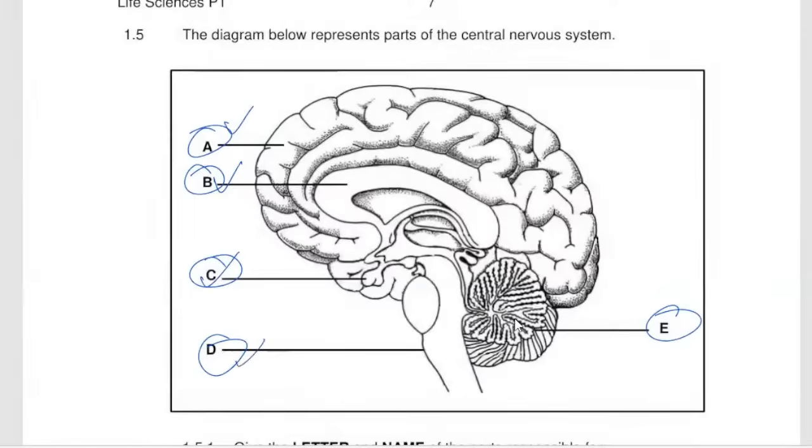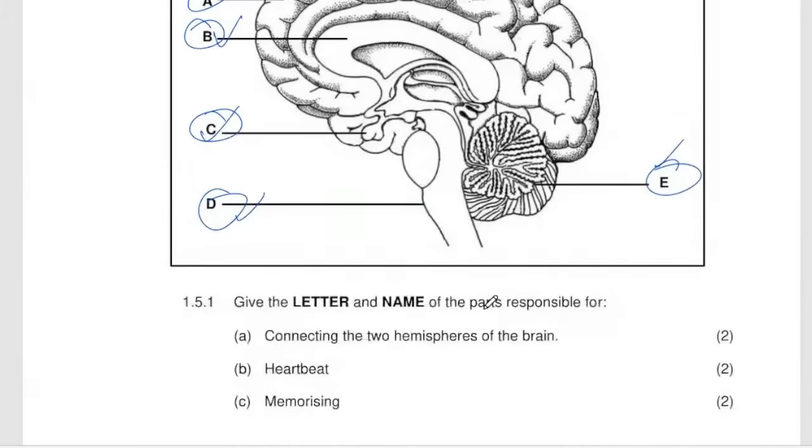The medulla oblongata is responsible for involuntary actions. And then this one is very important for muscle tone, balance, and equilibrium. So at least make sure that you know some of the functions, so that if they ask you a question, you'll be able to answer those questions.